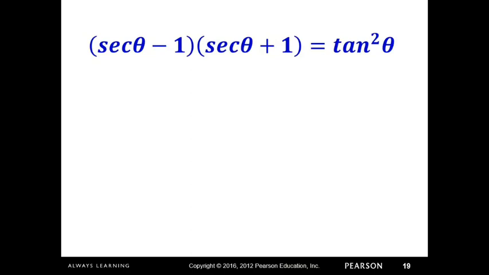All right, so now we've got secant minus 1 times secant plus 1 equals tangent squared. Okay, and that's another one that's actually pretty straightforward. If I multiply those, since this is a difference of squares factorization, that's secant squared minus 1. Okay, and secant squared minus 1 from your trig identities is tangent squared. So once you multiply them, you can just get that trig identity from your blue sheet. Okay, let's move on.